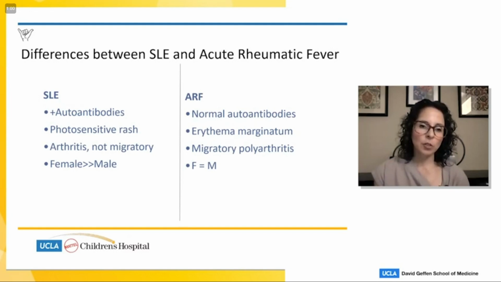Other differentiating features for lupus is a photosensitive rash. In acute rheumatic fever, you won't have that. The arthritis is not migratory, it's persistent in lupus compared to acute rheumatic fever. And in lupus, females predominate over males.